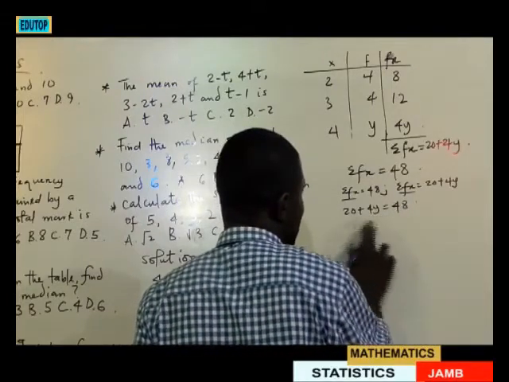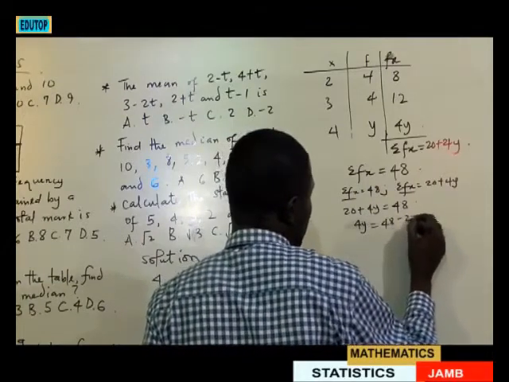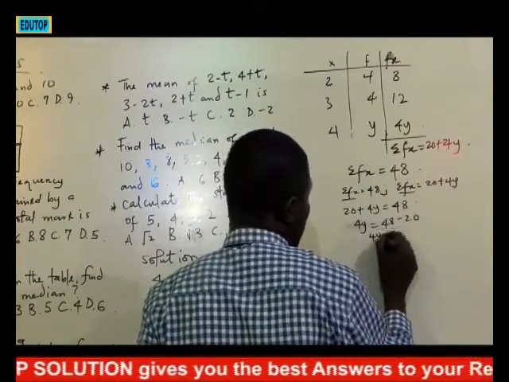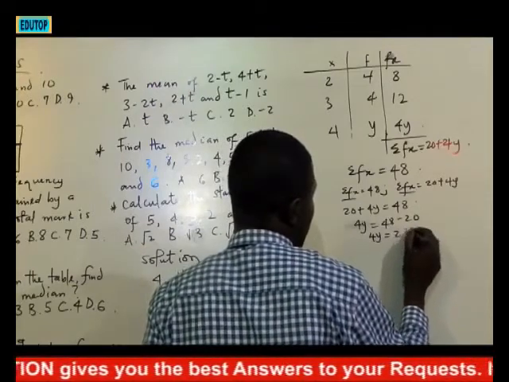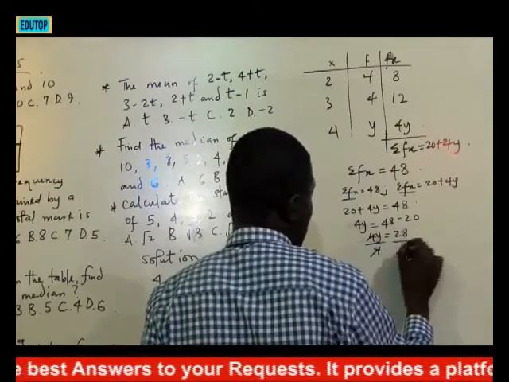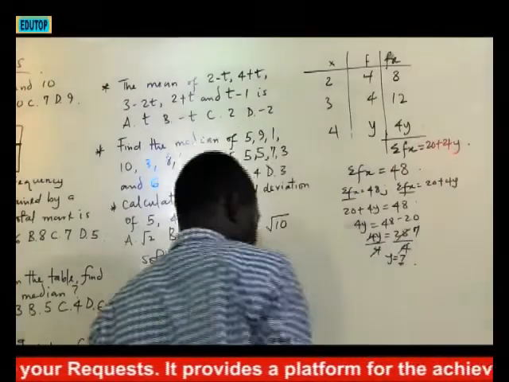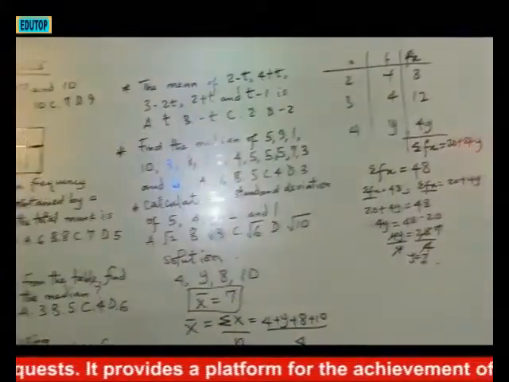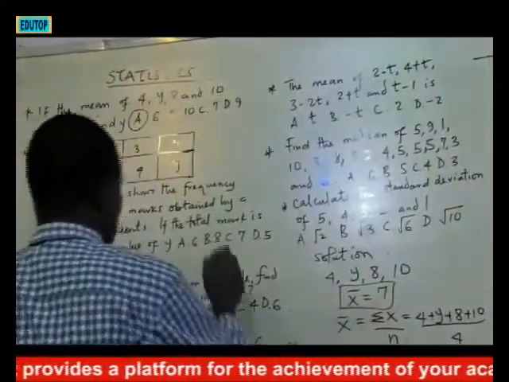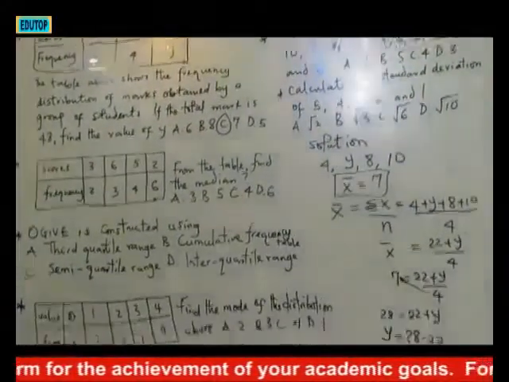So let's collect like terms now. We have 4y equals to 48 minus 20. And that's 4y equals to 28. So we divide this by 4. We divide this also by 4. And that would be 7. So our y equals to 7. Our y would definitely be 7 there. And that's option C.